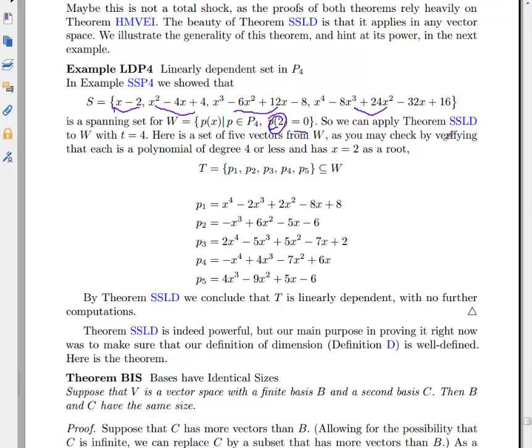So let's apply this theorem with t equal 4. If you take any 5 vectors from this set that has 2 as a root, then they will be linearly dependent. You can check that 2 is a root of every one of these polynomials. And by the theorem we've just shown, we know automatically that these must be linearly dependent. We don't have to do any calculations. We don't have to do any verification.